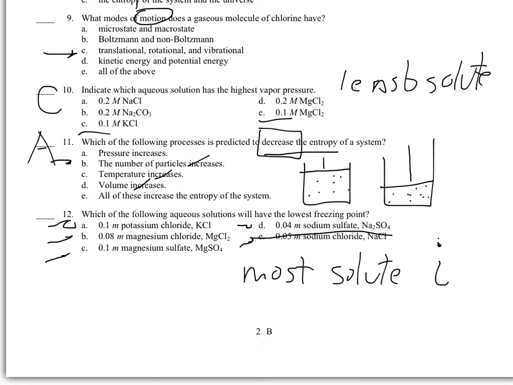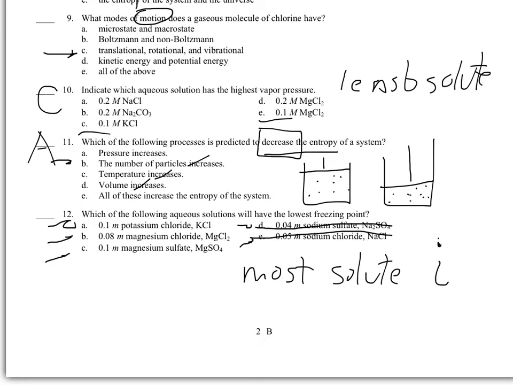If we look at D and B, they're both 3 particles. i is 3 for both B and D. And so B must win that one. And so now we're down to here. In A and C, we have both 1-to-1 salts. Potassium chloride breaks apart into 2 species, 2 ions. C, magnesium sulfate, also breaks down into 2 ions, magnesium and sulfate. And so those are equivalent.